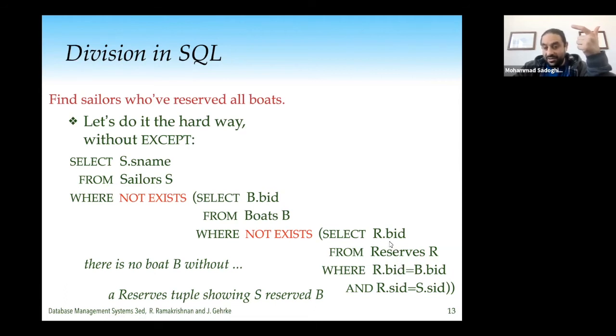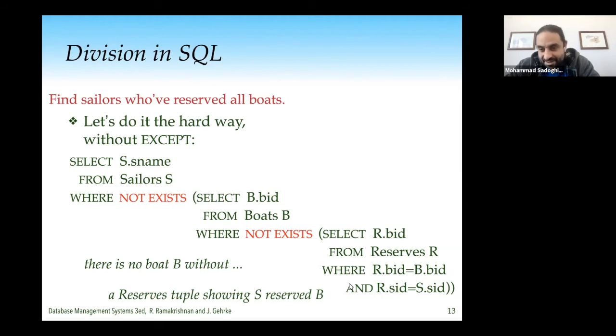If there is a reservation, what happens to the not exist condition? If there is a reservation, the not exist will fail, and that boat will not be selected. I need a little bit of feedback to see where everybody is, so I can make sure I walk you through it.